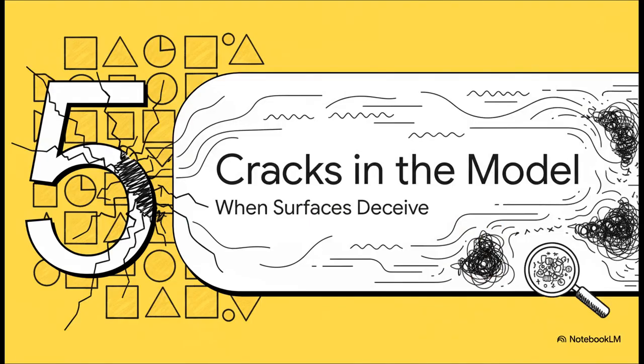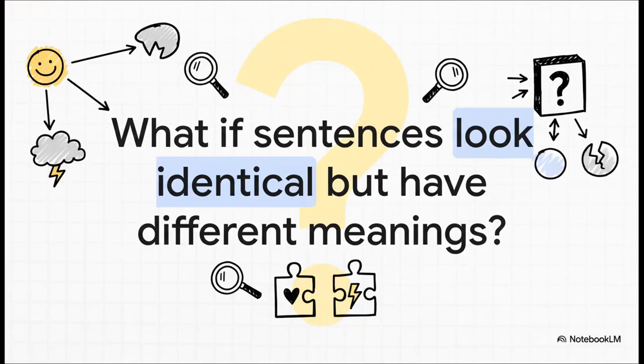But this very clean, very logical model has a massive blind spot. It only looks at the surface arrangement of words, and sometimes the surface is incredibly misleading. The entire model just breaks. It completely falls apart when it runs into ambiguity, when you have two sentences that have the exact same apparent structure but mean completely different things.